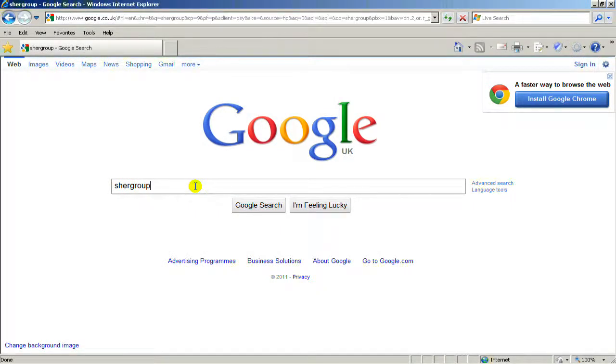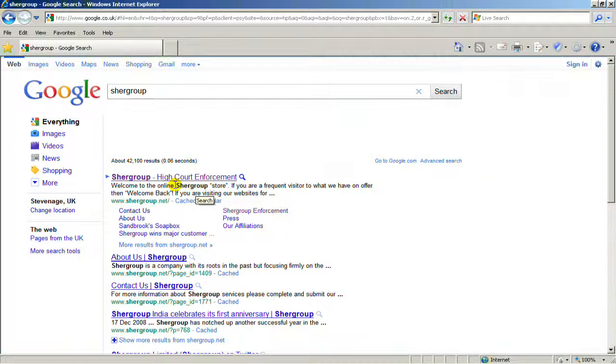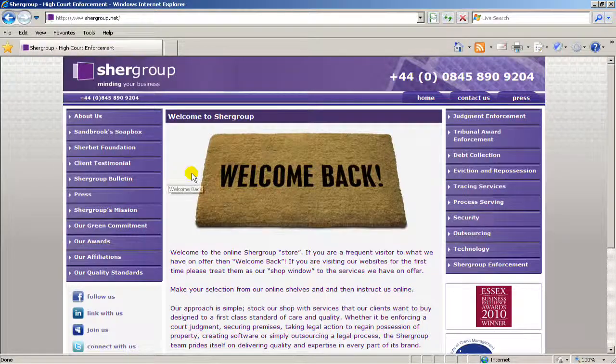If your tenant has absconded, you'll need to find them by using tracing agents to locate their whereabouts before issuing your claim or taking enforcement action. I've used Sure Group for several years for tracing and enforcement services. They are High Court sheriffs, as well as offering a whole host of other debt collection and legal services.